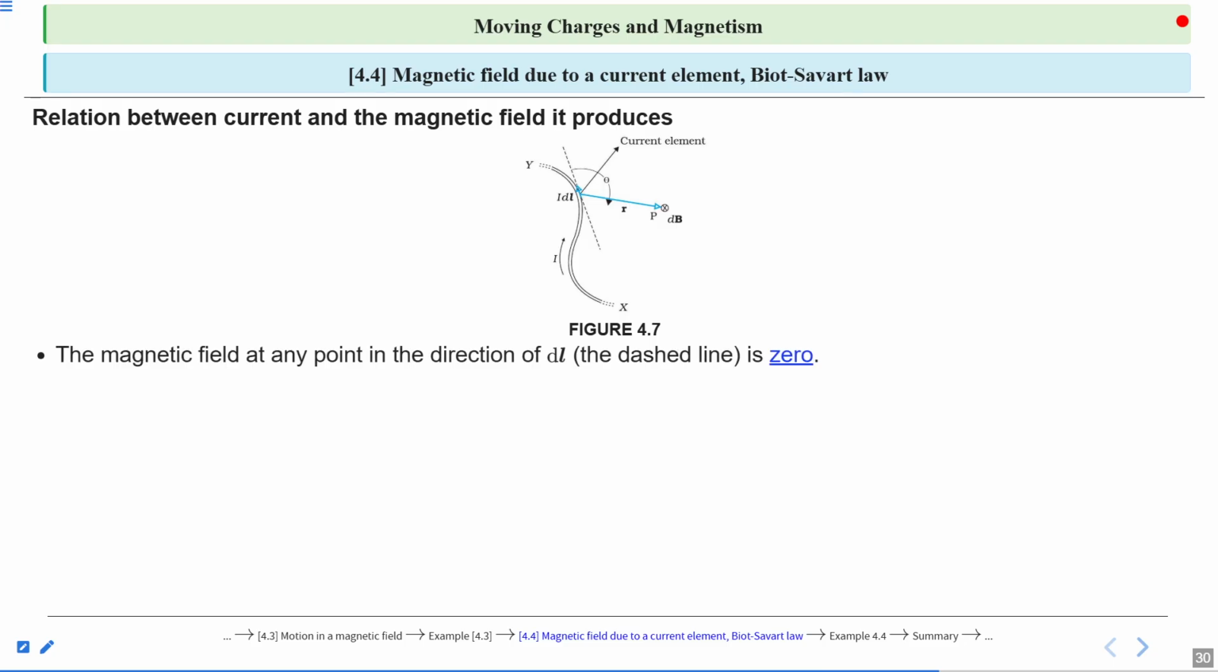Now, magnetic field at any point in the direction of dl, the dashed line. Okay, you can see the dashed line. This dashed line is the direction of dl, and its direction is towards the upward direction.